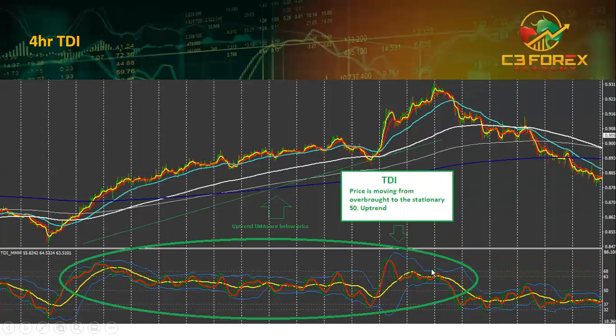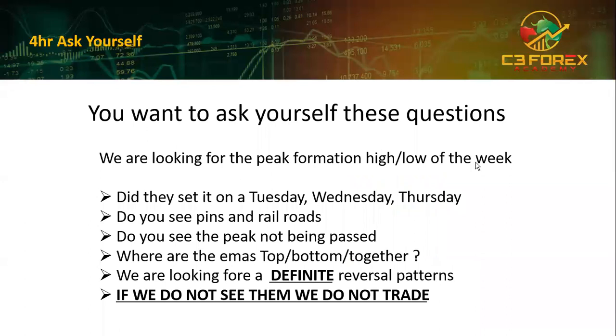So when we're up here, we know for a fact that price has to go down to at least the stationary 50, right? It crosses the stationary 50, where does price got to go? It can either cross and come back, or the next target is what? Oversold. All right. So that's how I like to read the TDI and use the TDI with my 4-hour time frame.